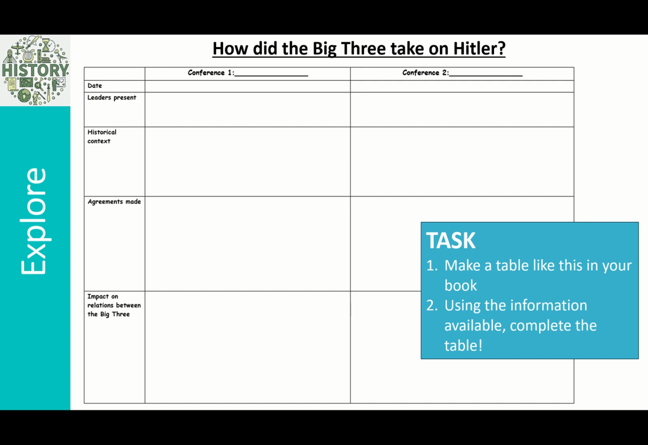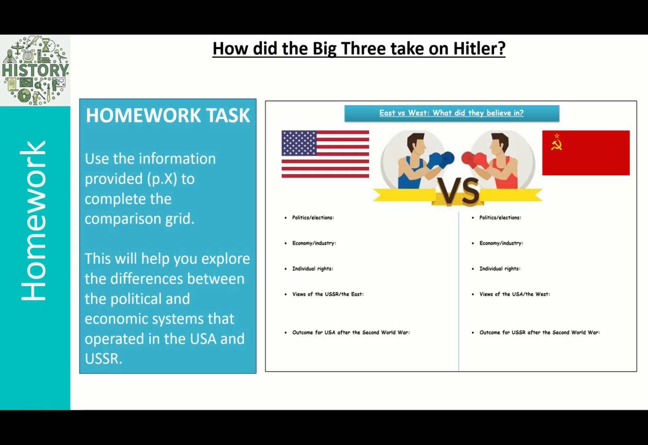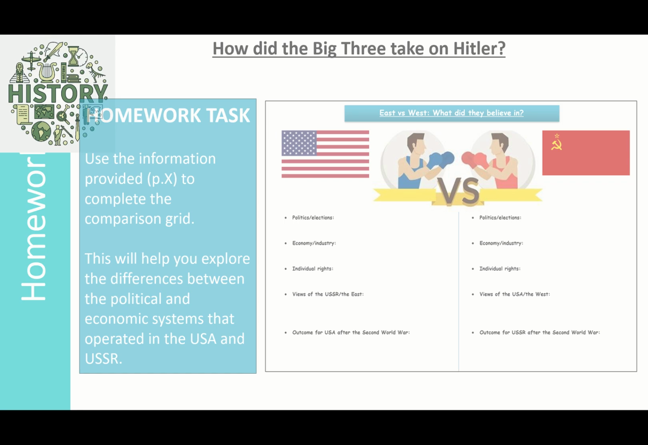So that's the lesson. Any feedback would be greatly appreciated. There's also a homework task. Depending on the Cold War textbook you want to use, I've left it blank for you to put the page number in, but this sheet here is pretty useful in order to summarise the key differences between East and West, between America and the USSR. So a little bit of consolidation homework there.